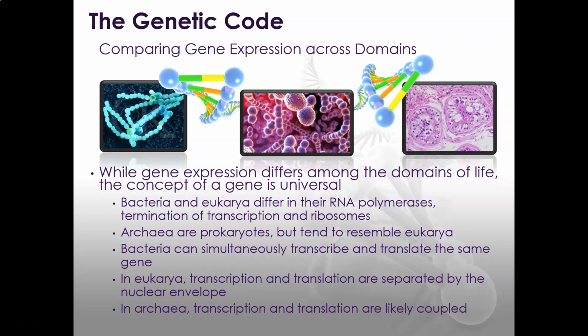Now, we do see that archaea, although they are prokaryotes, their polymerases and their true ribosome structure does look more similar to eukaryotes. Bacteria can simultaneously transcribe and translate genes at the same time. We can't do that in eukaryotic cells because of that nuclear envelope. We've got some of that extra processing that happens to the messenger RNA in a eukaryotic cell.